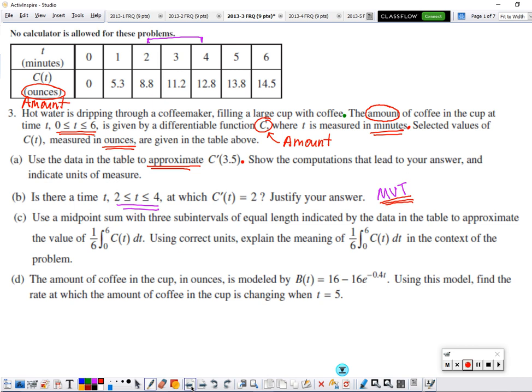It says use a midpoint sum with 3 subintervals of equal length. So keywords, midpoint. Hey, please slow down. Somebody last period lost both points on this one because they just read too quickly. They read trapezoidal. Seriously, slow down. Midpoint sum, 3 subintervals, equal length. So I come up here and go, okay, so there's 1 subinterval, second, third.